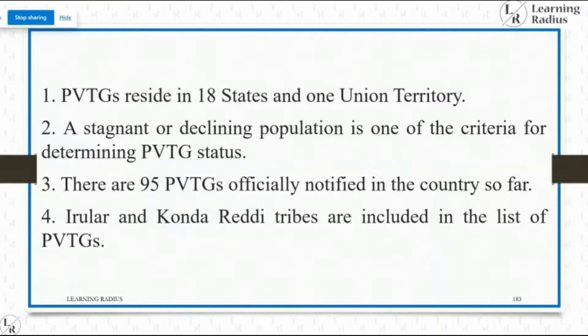The statement "There are 95 PVTGs officially notified in the country so far" is wrong. And the final Irular and Konda Reddy tribes are included in the list of PVTGs, that as such is right. So when you look at the statements regarding the PVTGs, the first statement, the second statement, and the fourth statement are right, and the third statement is wrong. So the first, second, and fourth means 1, 2, and 4.